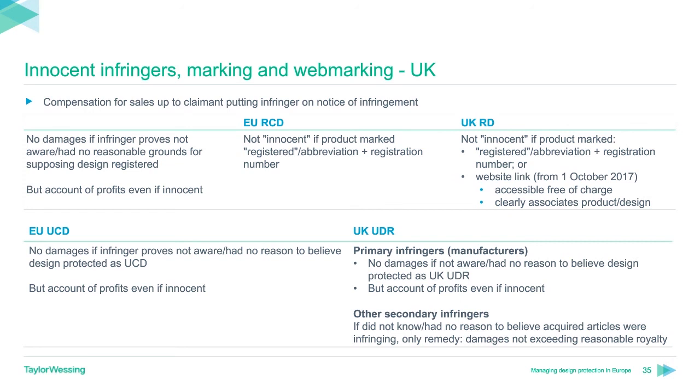And then in relation to the UK unregistered design right, there you need to split it between looking at primary infringers, so in this particular case, manufacturers. There, they might escape damages if they weren't aware and had no reason to believe that the design was protected, but again, could be liable to an account of profits in any event. And then in relation to secondary infringers, so other infringers apart from manufacturers, if they didn't know and didn't have any reason to believe that the products that they acquired were infringing, in that case, the only remedy is damages not exceeding a reasonable royalty, and so no account of profits.